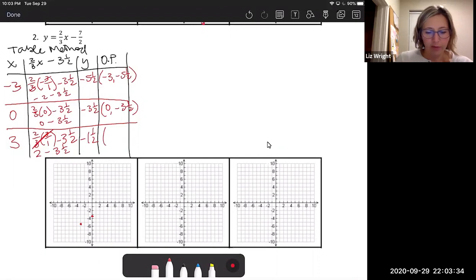All right, so then we've got the point 3, -1 1/2 there. So we're going to come over here to 3, down 1, and just 1/2 more. And then look at your points. Does it look like they line up in a line? Yes. If they don't, you might have made a mistake, and just go back and check your math.